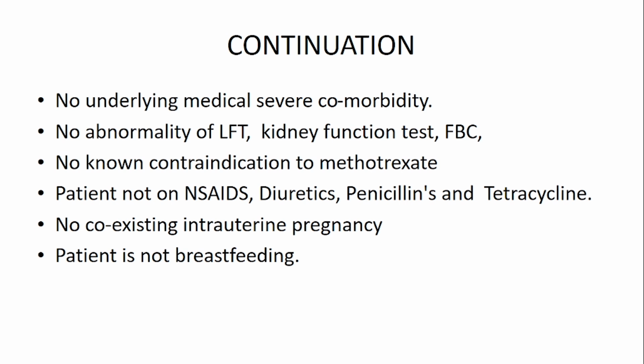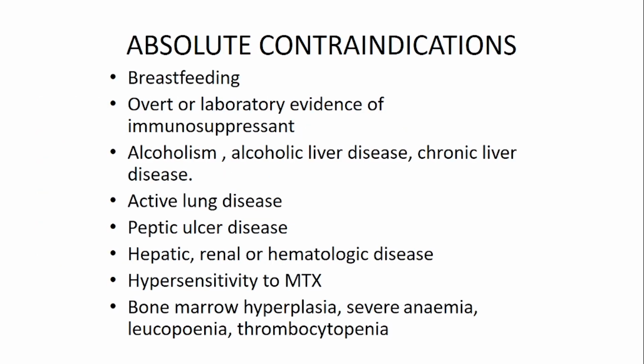There should be no underlying medical or severe comorbidity. After we have talked about that, the liver function and the kidney function should be in order, and there should be no known contraindication to methotrexate. We have to be very careful with patients on NSAIDs, diuretics, penicillin, and tetracycline. There should be no coexisting intrauterine pregnancy, and the patient is not breastfeeding. These are things we must take into account before we start the patient on methotrexate.